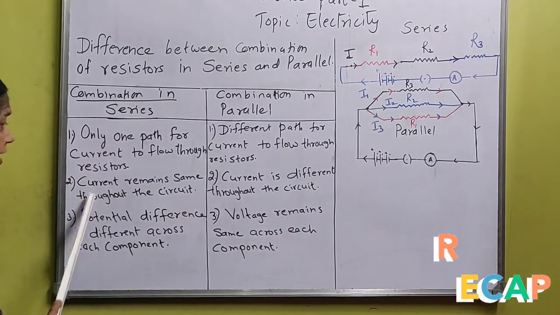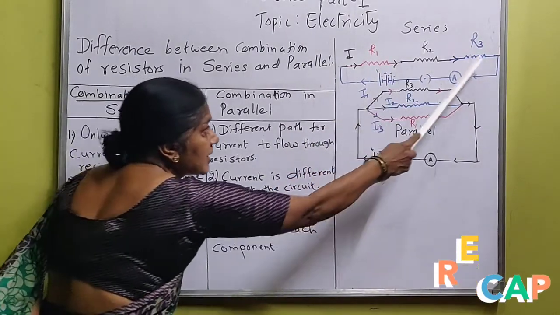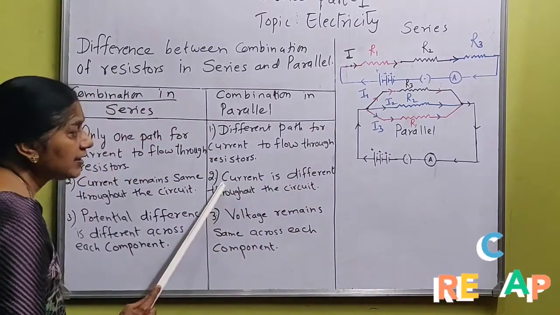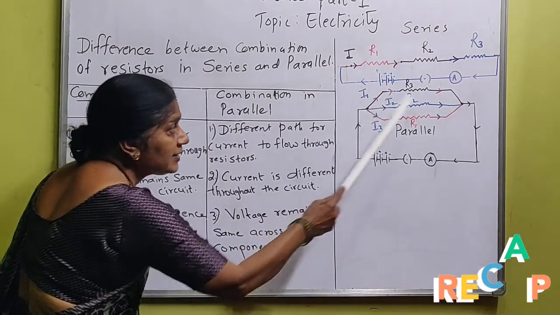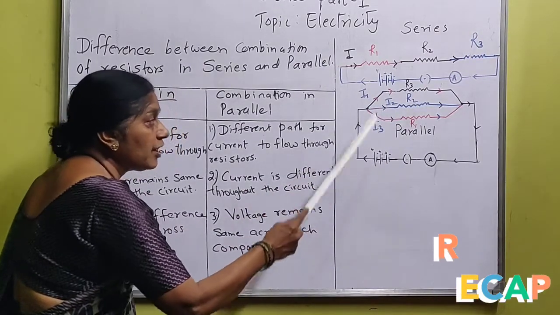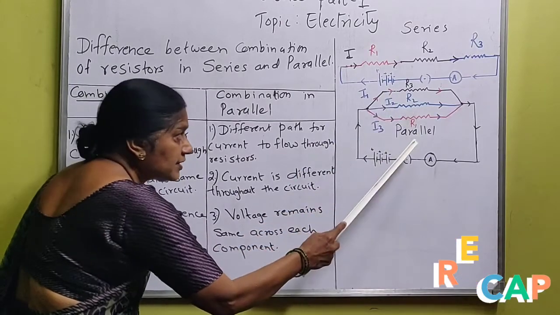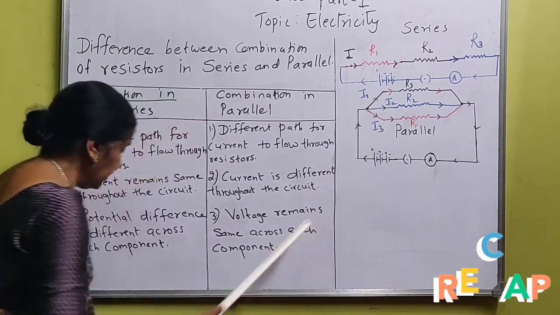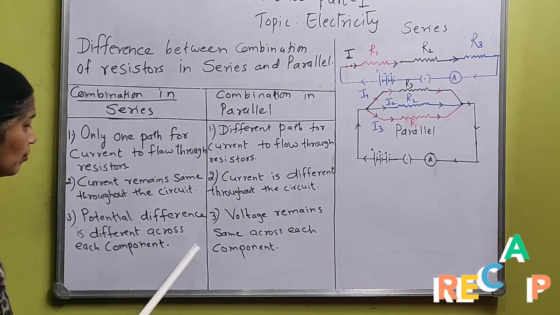Second difference, in series the current remains the same throughout the circuit. You can see the current throughout the circuit remains the same. It will never change. Here in parallel, the current is different throughout the circuit because as the path is different, the amount of current flowing through resistor 1, through resistor 2, through resistor 3 will be different. So I1, I2, I3.